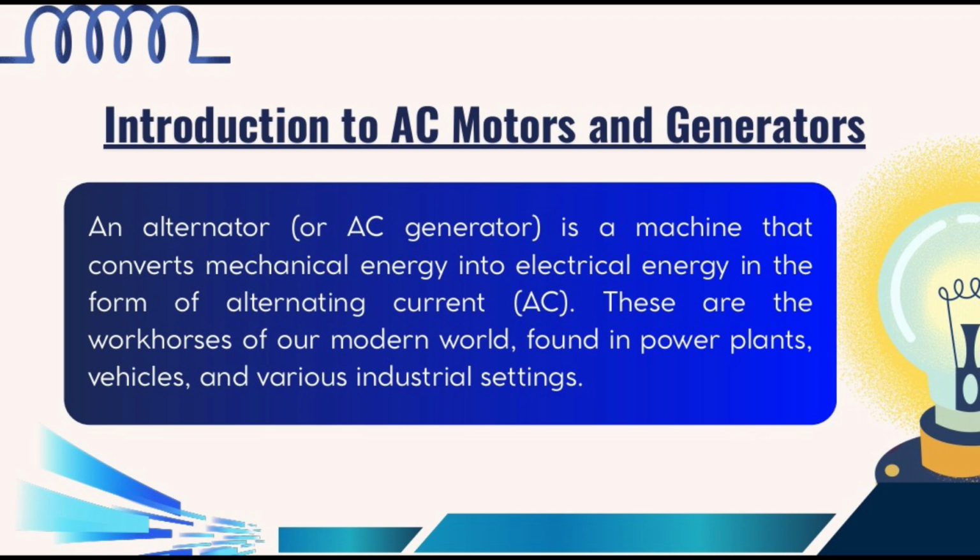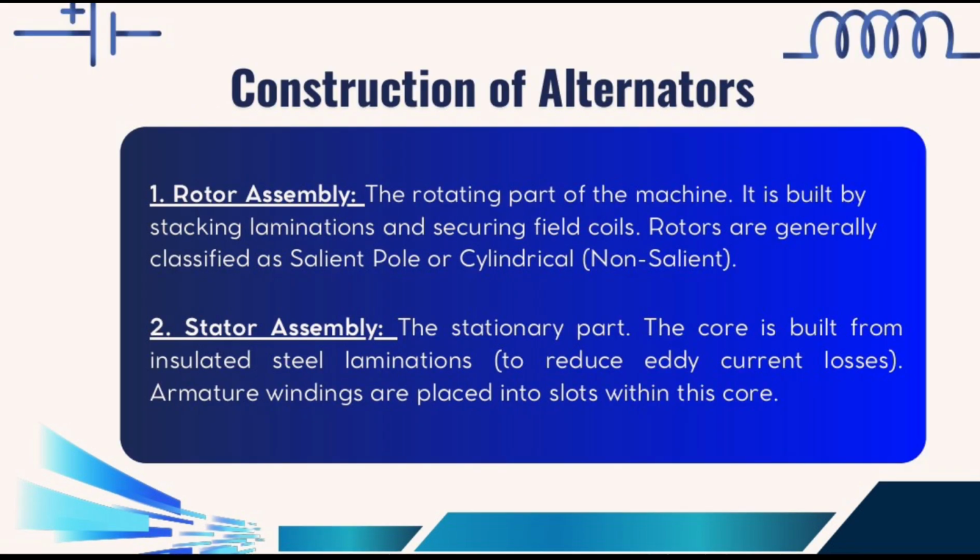An alternator or AC generator converts mechanical energy into electrical energy in the form of alternating current, while an AC motor converts electrical energy into mechanical motion. These machines are commonly used in power plants, appliances, vehicles, and industrial equipment. And next is the construction of alternators.